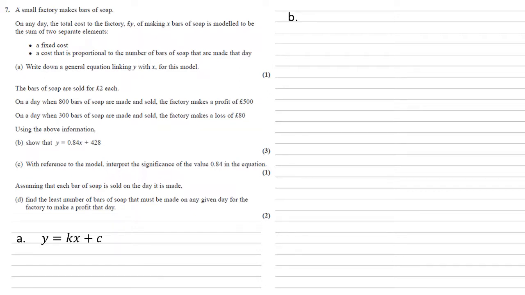For part B, the bars of soap are sold for £2 each. On a day when 800 bars of soap are made and sold, the factory makes a profit of £500. And on a day when 300 bars of soap are made and sold, the factory makes a loss of £80. Using the above information, show that Y equals 0.84x plus 428.